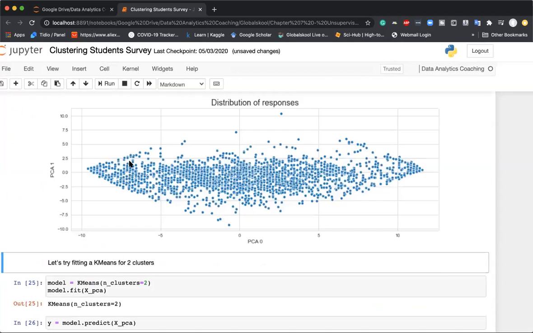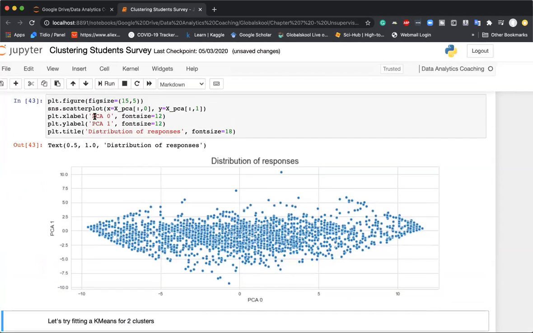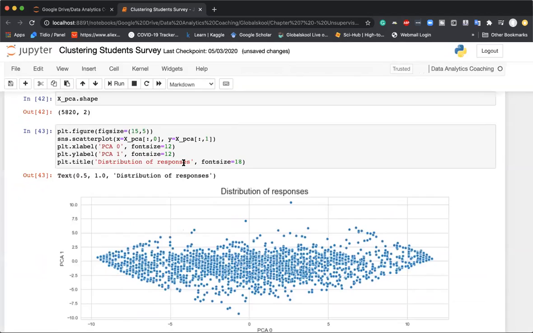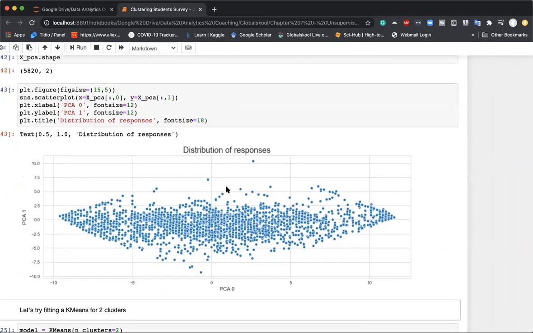Okay, so if I do a simple plt.scatter on this, I can see that this is the distribution of my data. PCA 0 is on the x-axis, which captures most of the variance of all the data points, and PCA 1 is on the y-axis, which captures just 4.5 of the variance of the data points. So looking at this, we can probably see how the data is distributed.